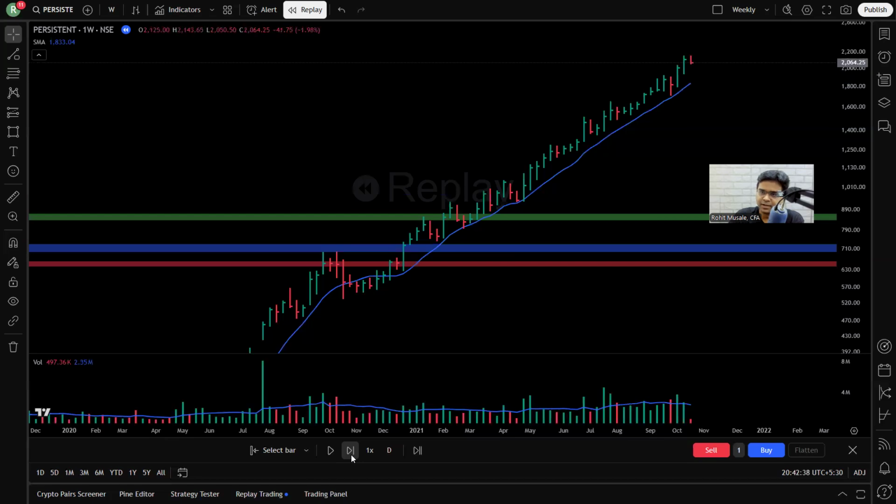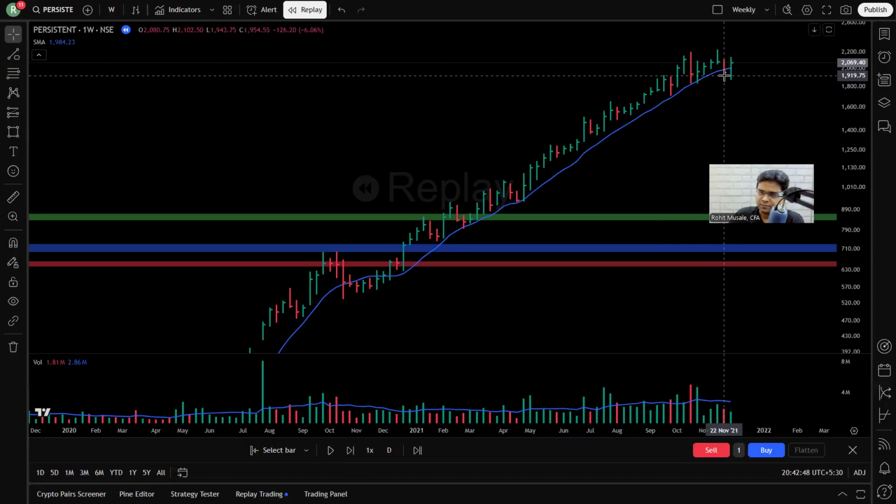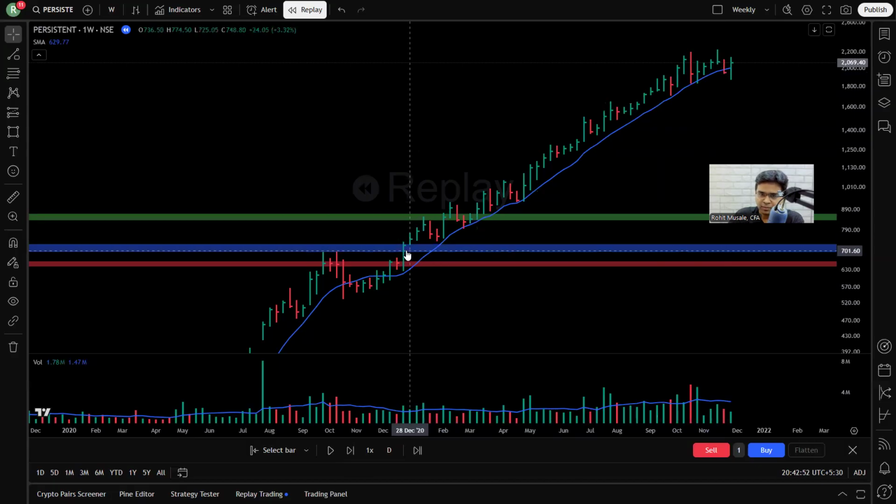It's a crazy run, right? Doesn't stop at all. Absolutely crazy run. Okay, see, this is the close below, this is the first candle which has closed below the blue line after the breakout happened here. Look at all these bars.